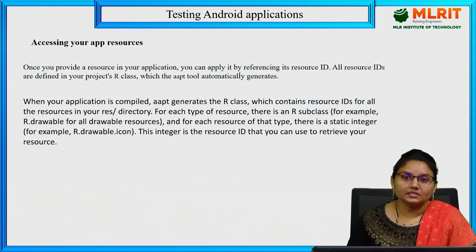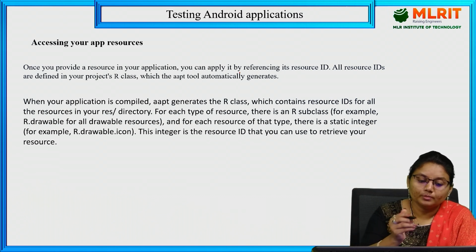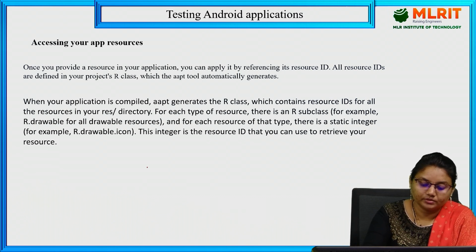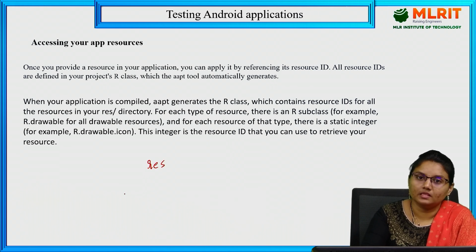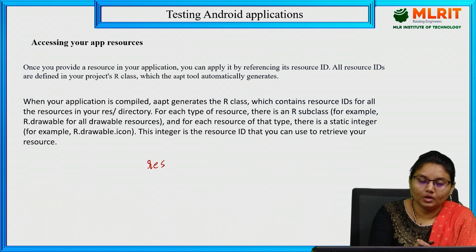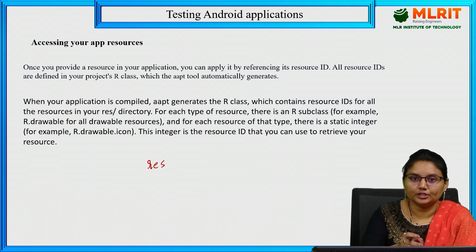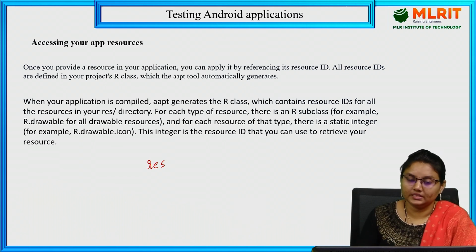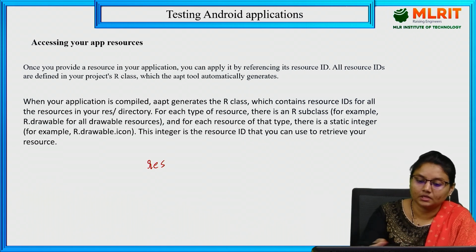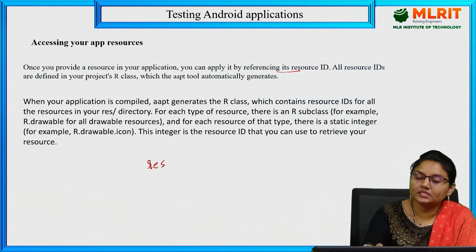So how to access your app resources? Once you provide resources, what are the resources? You will have RES in your anatomy, right? In your project manager, if you go under your application, you will find manifest file, Java, layouts. Then in that you will be having RES also, which is nothing but the resources. You can apply it by referencing its resource ID.